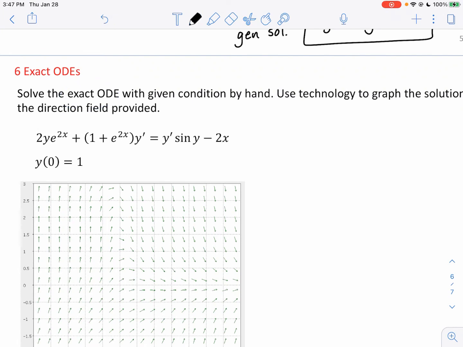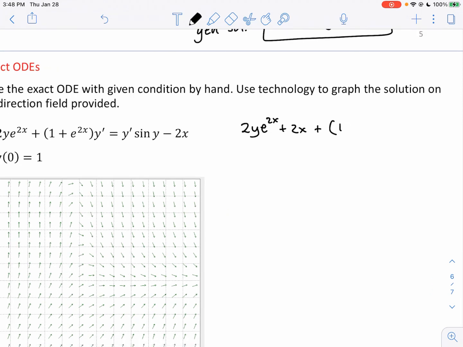So I'm going to put this in the form M plus N y prime equals 0. So I'm going to move everything from the right side over to the left side of the equation, group the y primes together and factor out the y prime. So I'm seeing we have a 2y e to the 2x plus a 2x, and these are the only terms that don't have y prime attached, plus, parentheses, we have a 1 plus e to the 2x already attached to a y prime, but joining that will be a negative sign y. Factor out the y prime equal to 0.